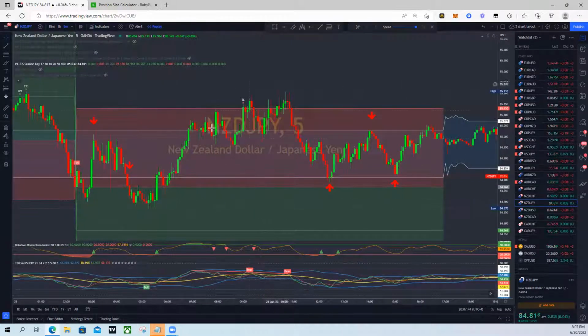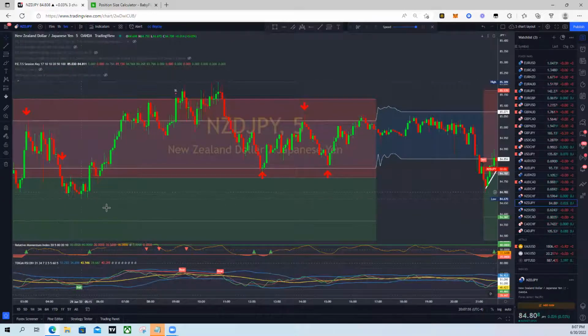If we want to buy the market, where do we want to buy from? Do we want to buy it from way up here, or do we want to buy at the low? If we want to sell from the zone, do we want to sell when it breaks all the way down here, or do we want to sell from the high?